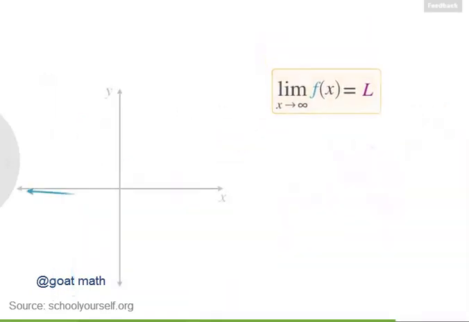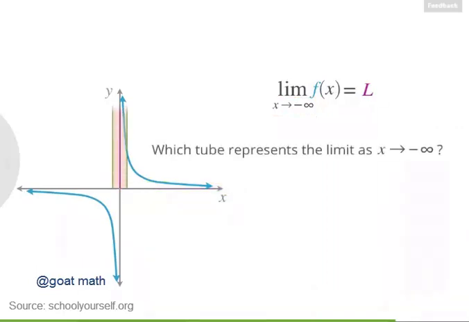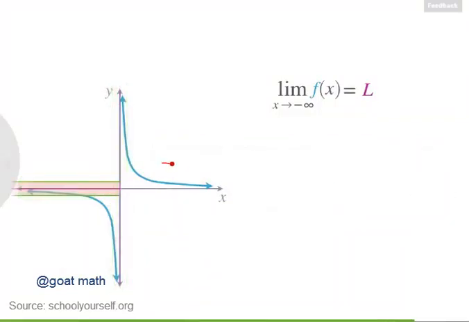Let's return to the function 1 over x. To find the limit as x gets really big and goes to infinity, we used an infinitely long tube in the positive x direction. We can also look at the limit as x gets more and more negative, and we can write that like this: the limit as x approaches negative infinity. Which of these tubes here do you think could represent the limit as x approaches negative infinity? Right, so everything we've said about limits to positive infinity also works for limits as x approaches negative infinity, but remember that the tube goes in the negative direction.